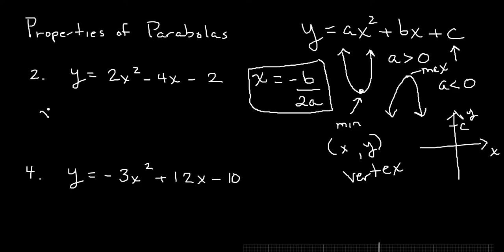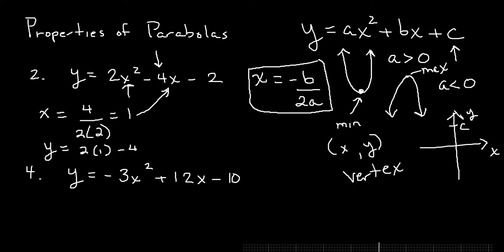We're going to take x equals negative b. Well, b is negative 4, so it's going to be 4 over 2 times a, which would be 4 over 4. So the x-coordinate of the vertex is going to be 1. In order to find the y-coordinate, we put the 1 back in where the x's are. So we're going to get 2 times 1 squared minus 4 times 1 minus 2. And if we simplify that out, we get 2 minus 4 minus 2, which is minus 4.